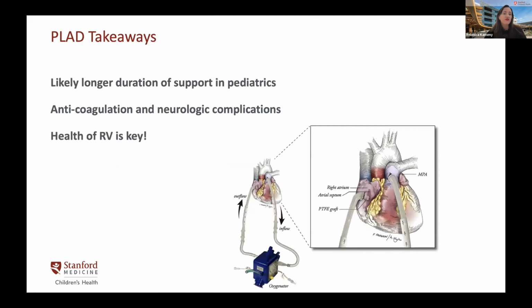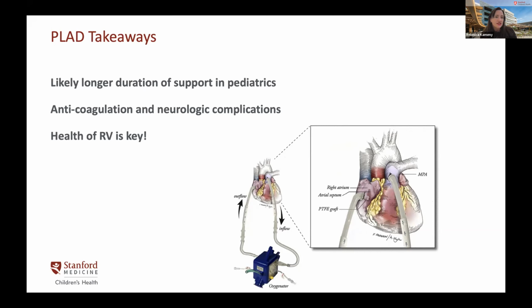So why not use this all the time in our patients? Well, one is, again, remember, we don't have that well-defined duration of bridge to transplant support in our pediatric patients. So the longer duration of support means that the accumulation of complications is more likely to happen. It's beyond the scope of this talk, but anticoagulation for multiple reasons for both ECMO and MCS strategies is more complex in pediatrics than adults, and that lends itself to more complications, in particular neurologic complications.